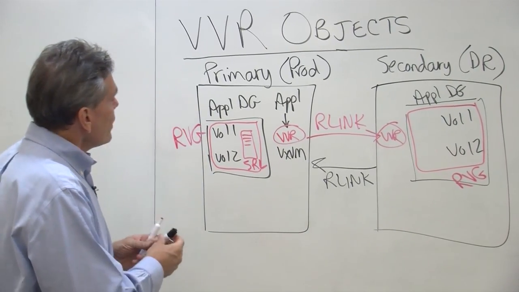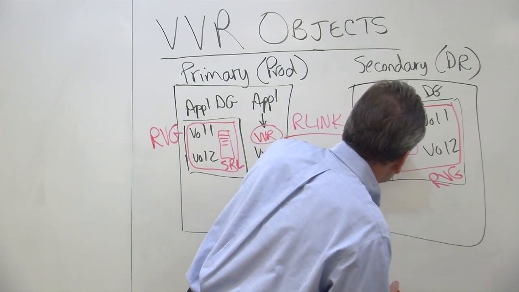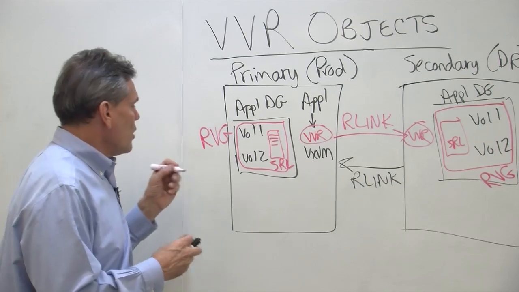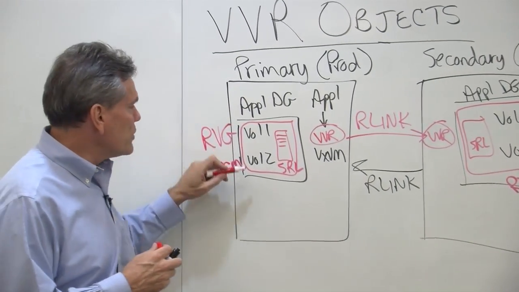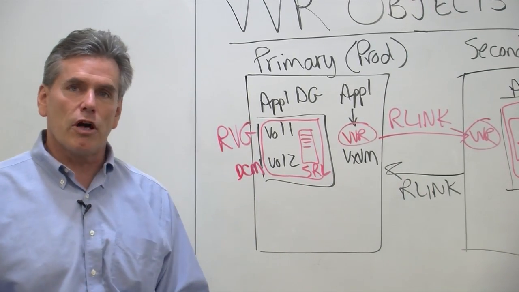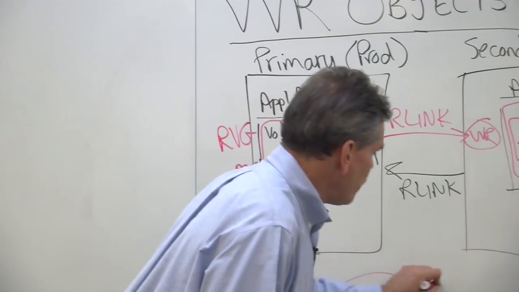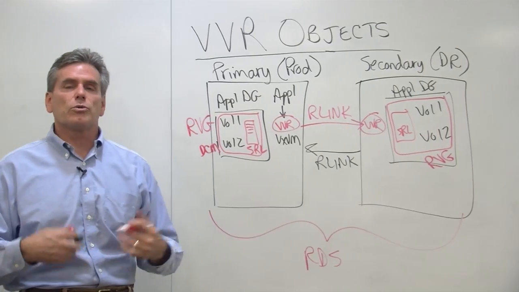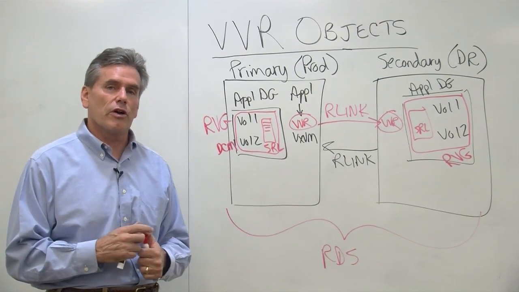Okay. Now, in addition, the SRL would be on both sides. Right. In addition to the SRL, we also have what's called a DCM, data change map. Every single volume has one. That's in case the SRL ever overflows, right? Hopefully something we always avoid. And then the entire thing together is called an RDS, or a replicated data set. So those are the components of VVR.